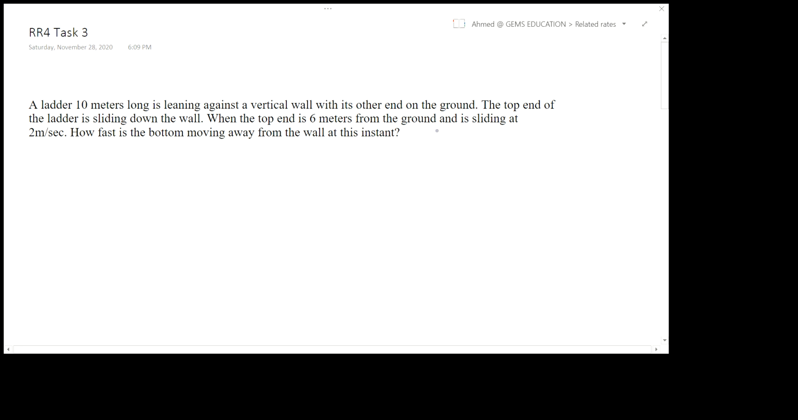Alright, so in order to solve this question, the first step you need to do is to sketch a diagram for this specific situation. And it says here that there's a ladder that's 10 meters long and it's leaning against a vertical wall and its other end on the ground. So assume this is the vertical wall and then there's this ladder here and this side of the ladder is leaning on the ground. Now this ladder is 10 meters long.